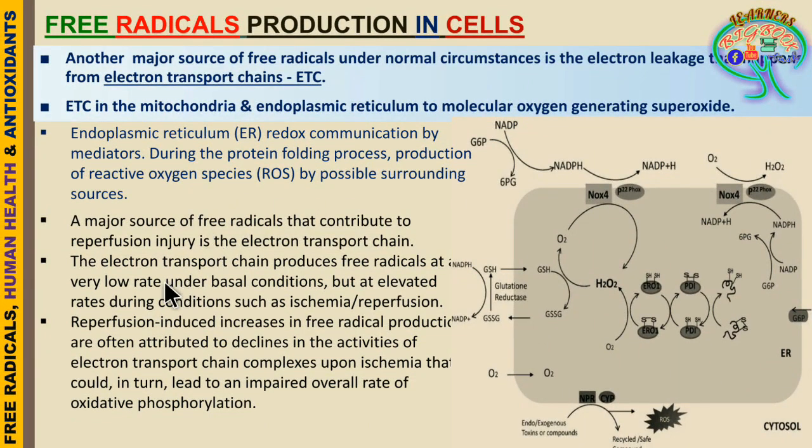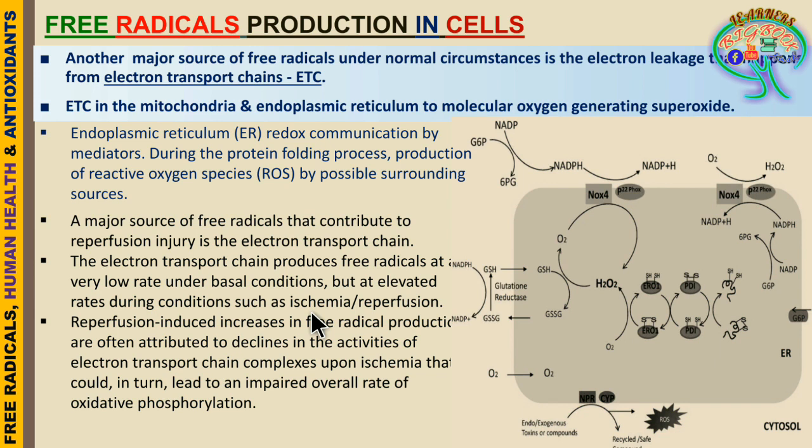So here, coming to the next point, a major source of the free radicals that contribute to reperfusion injury, which we have studied two or three slides earlier, and which is spoken of again here, is the electron transport chain. The electron transport chain produces free radicals at a very low rate under basal, normal conditions, but at elevated rates during conditions such as ischemia.